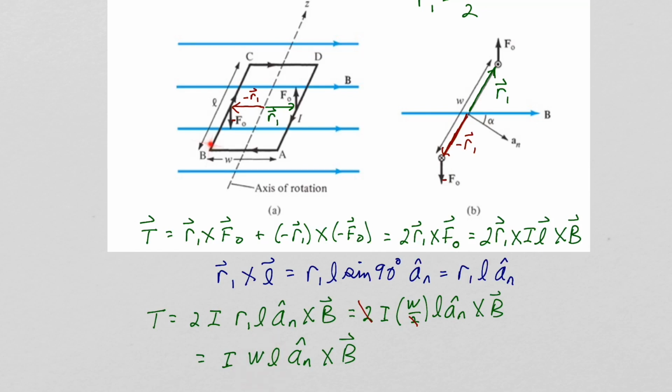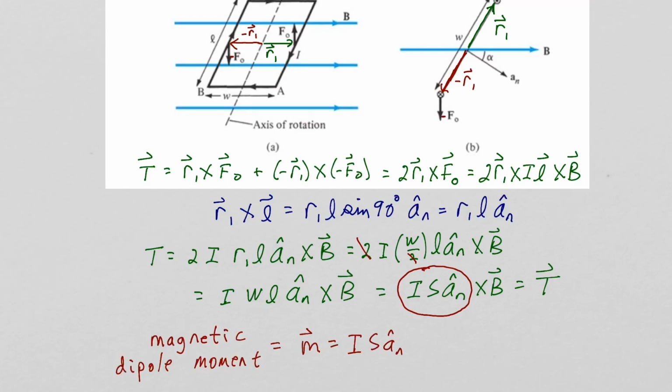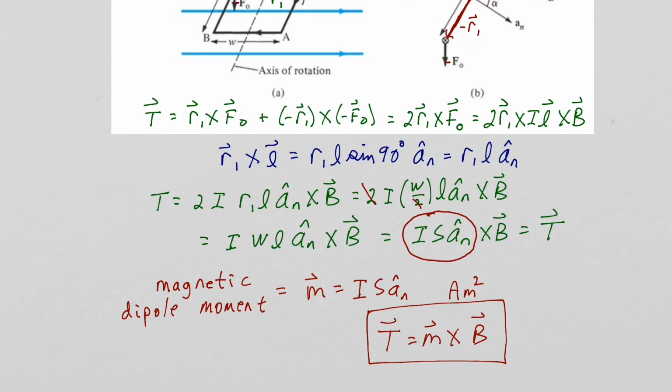Now W times L is just the area of our rectangular current loop, so let's replace W times L with S. So here is our expression for the torque on our current loop. We are going to define this term as the magnetic dipole moment, and we'll give it the symbol lowercase m, and since it's a product of a current and an area, the units for magnetic dipole moment are amps meters squared. So if you have a current loop in a magnetic field, that current loop will experience a torque whenever the magnetic dipole moment is not pointing in the direction of the magnetic flux density field.